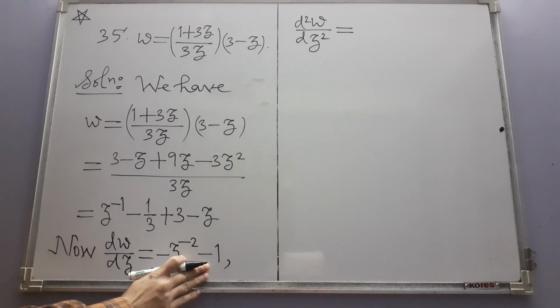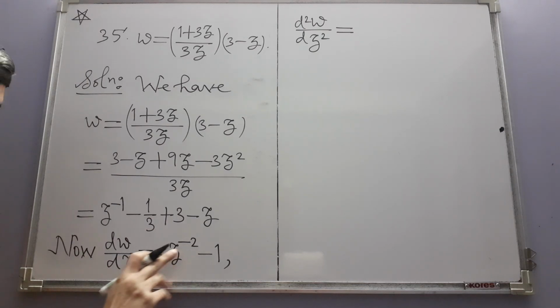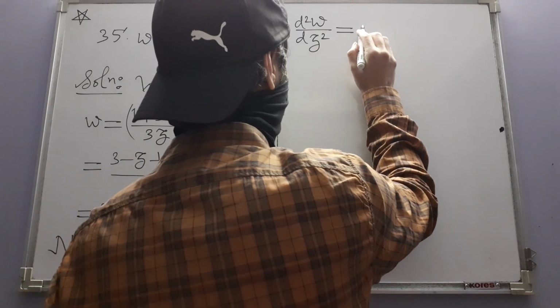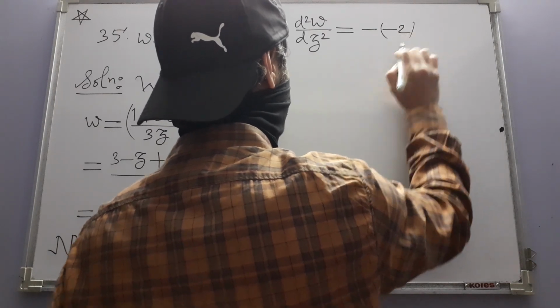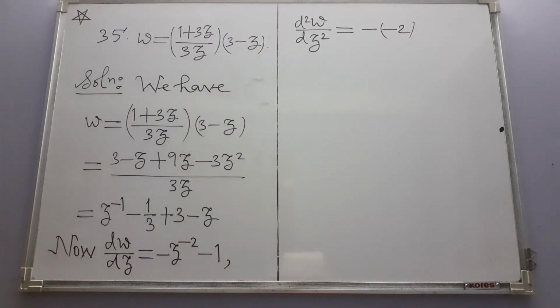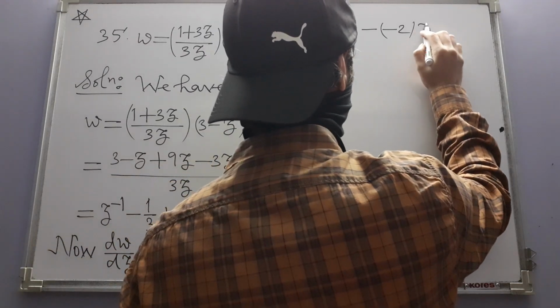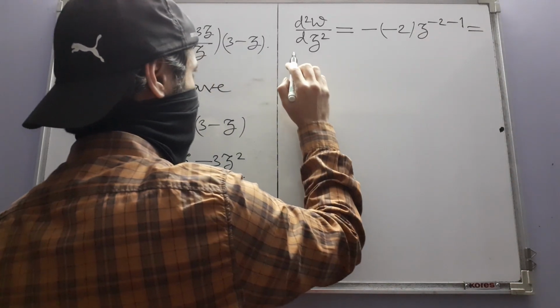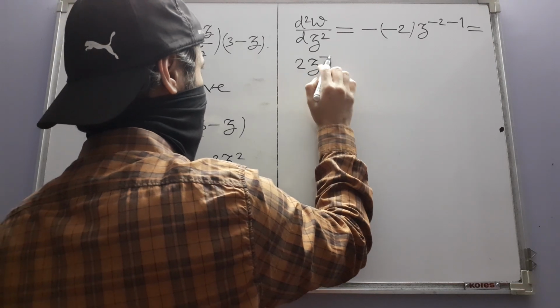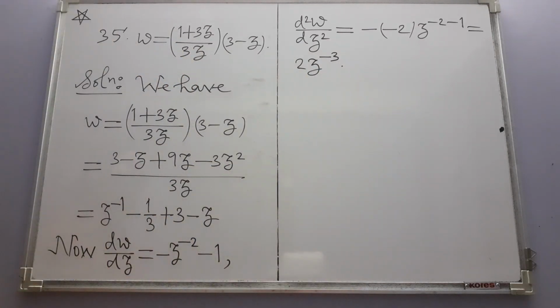This will not contribute anything, will be 0. What about this? Already we had a minus. Minus 2 comes down and z to the power minus 2 minus 1. So this is equal to 2z to the power minus 3. Okay, so that's the second derivative.